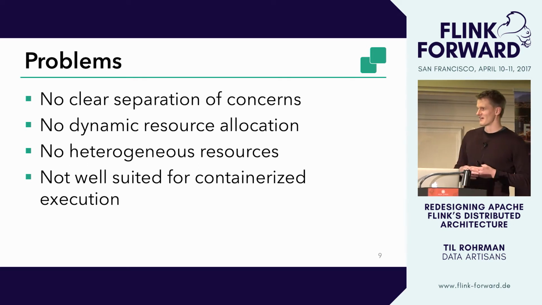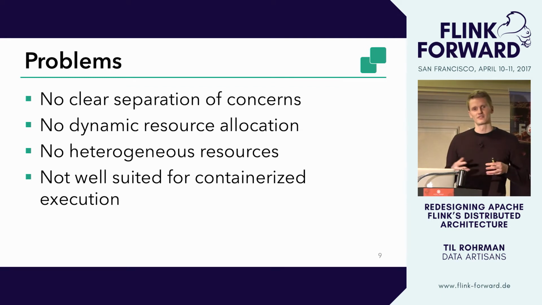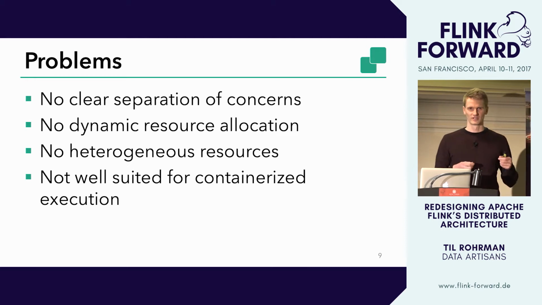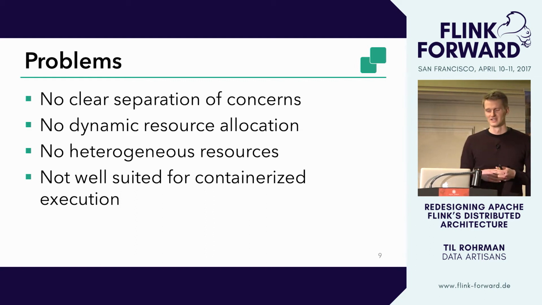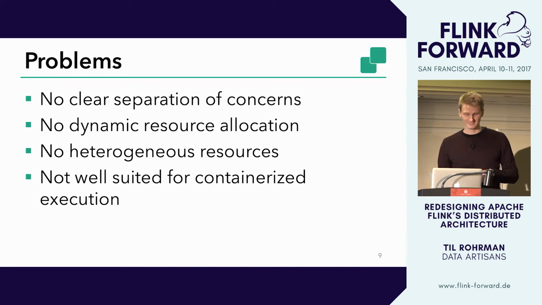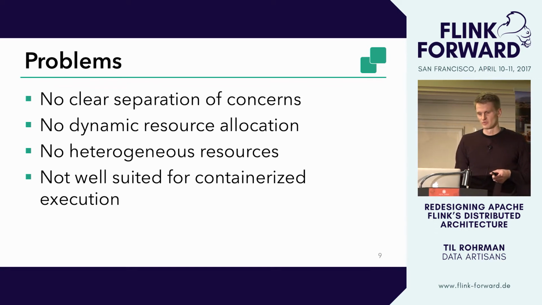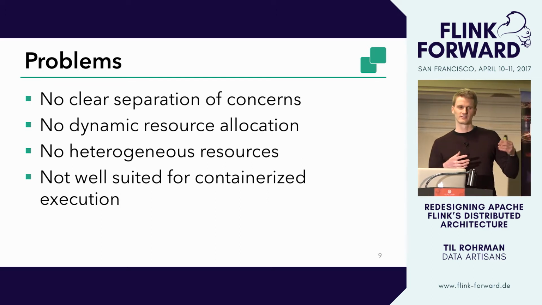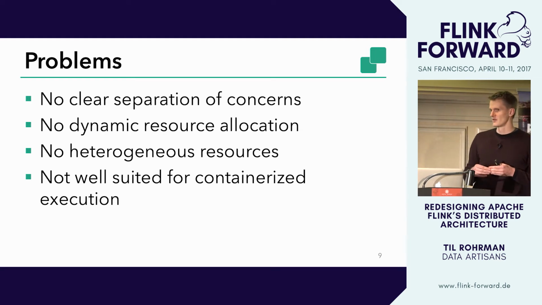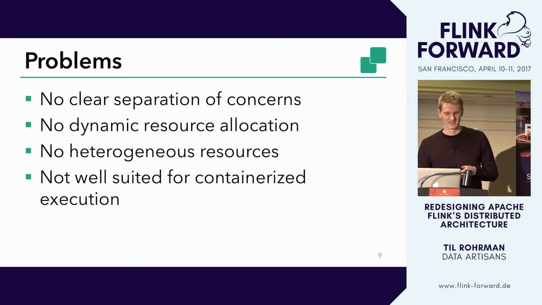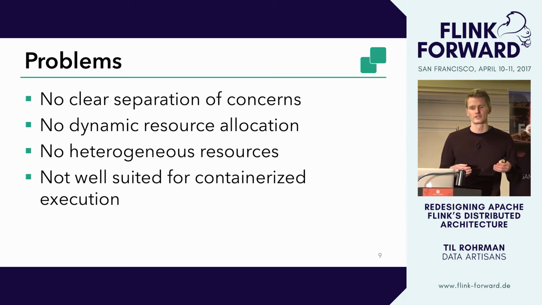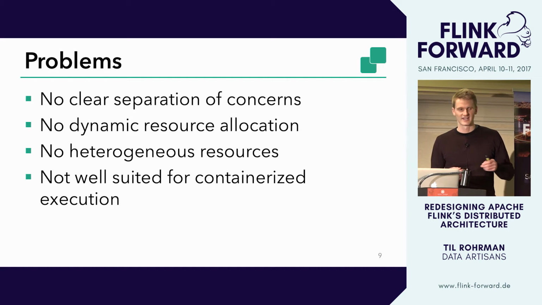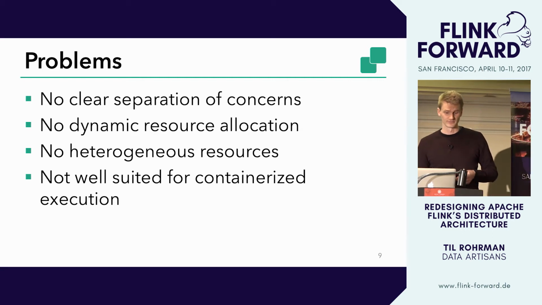So first of all, we have no clear separation of concerns on the side of the job manager. The job manager is not only responsible for a single job, but it is actually responsible for running multiple jobs, which internally makes the logic a bit more complicated. Furthermore, the job manager is responsible for managing task manager connections, even though it should only be concerned with task slots into which it can deploy tasks. Then we have the problem that there's no dynamic resource allocation possible at the moment. So if you have a job where the workload suddenly increases, Flink cannot react to it by starting new task managers, for example.